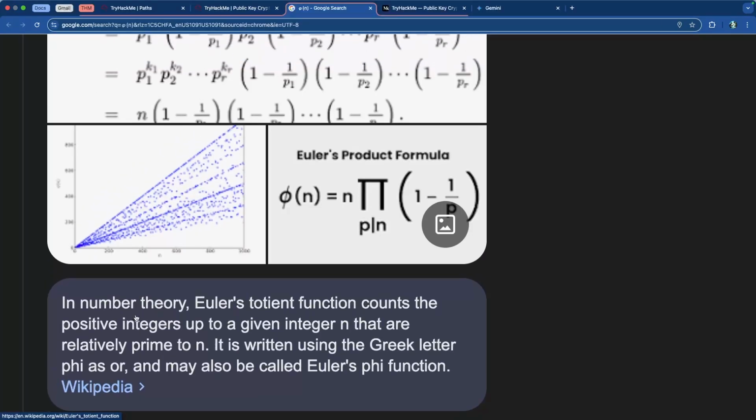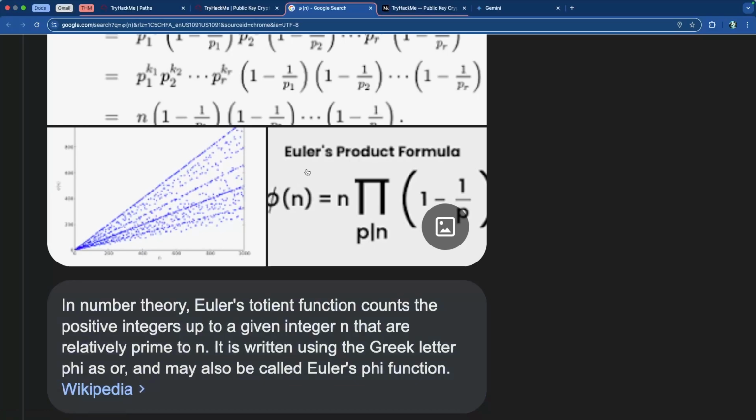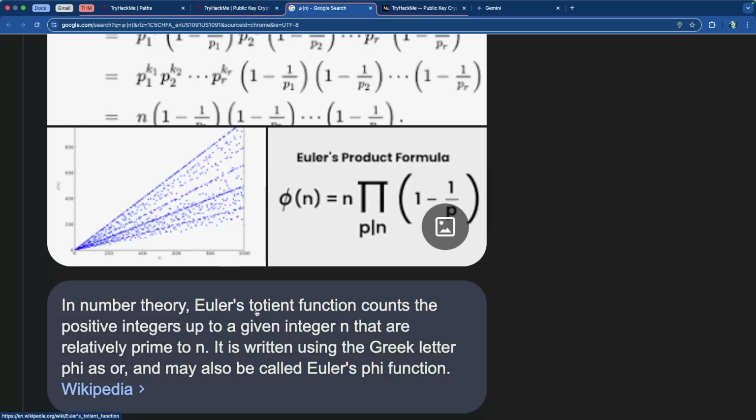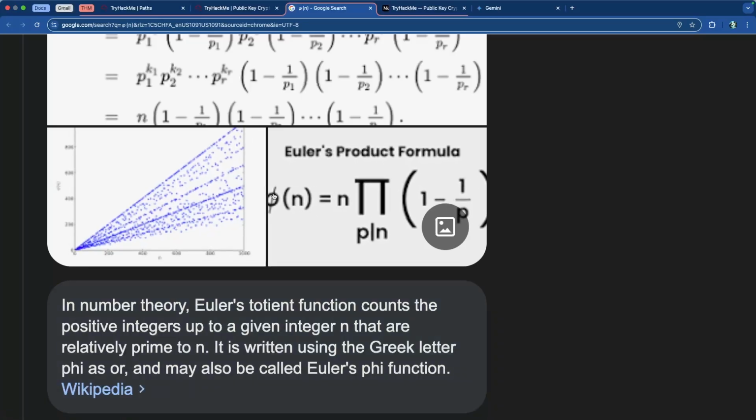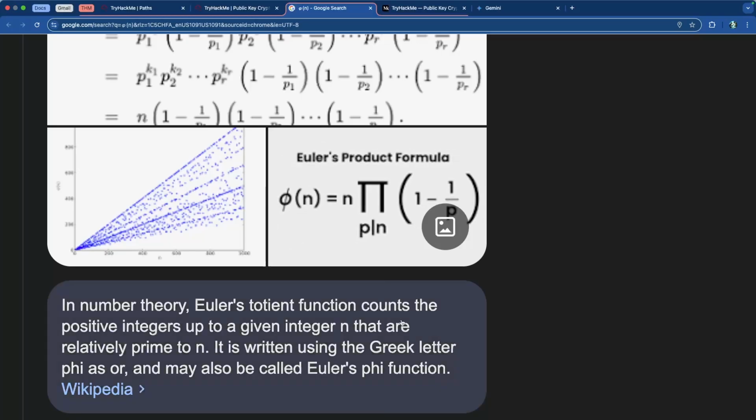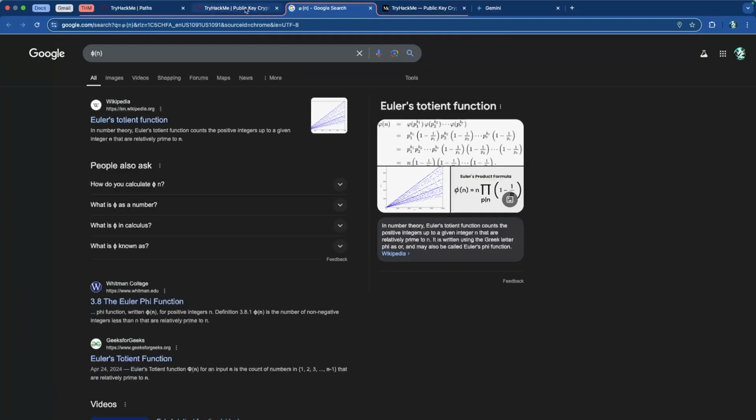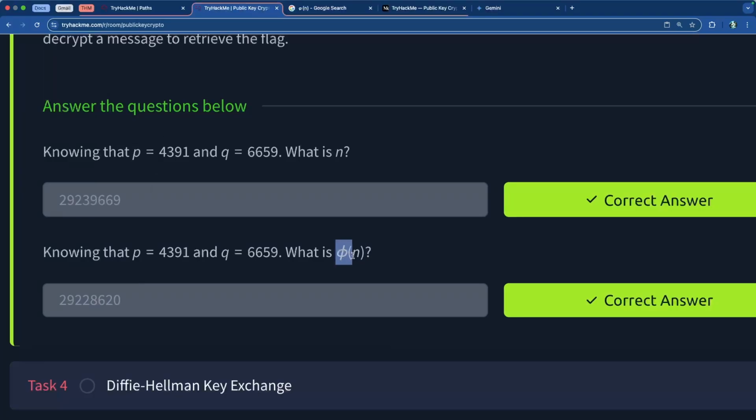Okay, so based on what I understand, this is called Euler's product formula, and Euler's totient function counts the positive integers up to a given integer n that are relatively prime to n. It is written using the Greek letter phi, and may also be called Euler's phi function. So that is the phi of n. When you put this in parentheses, you're essentially multiplying phi by n, so that it is the phi of n. That's basically what we're looking at over here. So what we're calculating is phi of n.